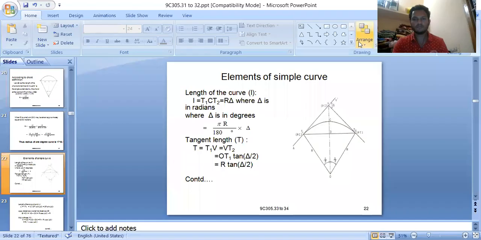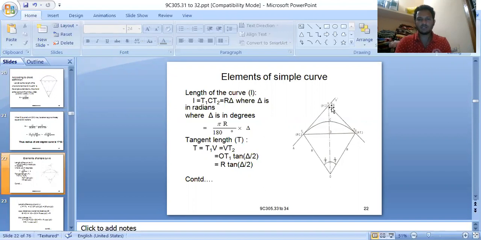Now we will see what the elements of a simple circular curve are. The first one is the length of the curve, which is this curve length. This is nothing but R phi, so R theta, R delta. This intersection angle is delta. Therefore, this is R into delta. If you convert this value into radians, we will get pi R delta by 180 degrees.